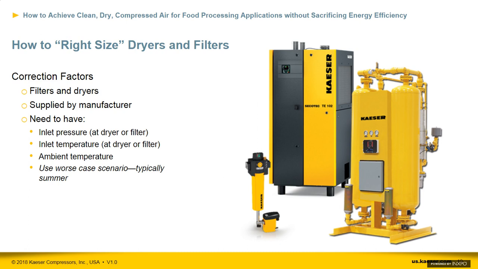The key is to right-size your dryers and filters. You can do this by using correction factors. Correction factors are supplied by each manufacturer, and there are factors for dryers as well as filters. For the sake of sizing, make sure you go with the worst-case scenario for your installation, which is probably going to be your summer months. Take the factors for the operating temperature, system pressure, and the ambient temperature around the dryer.